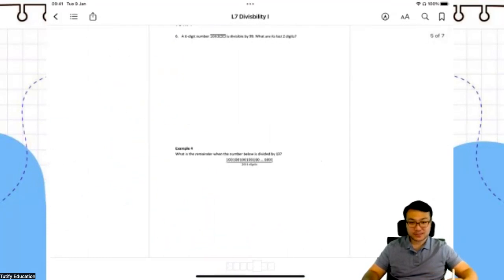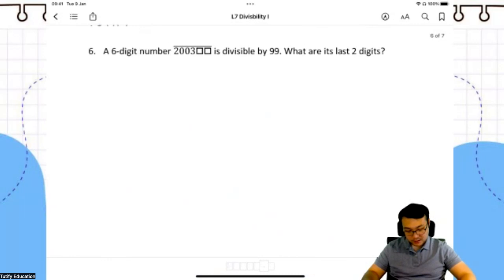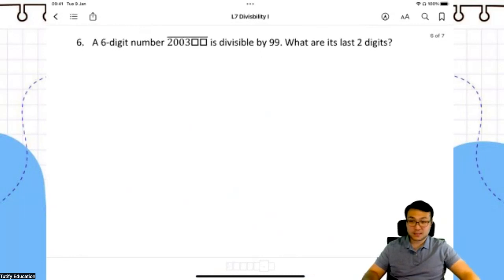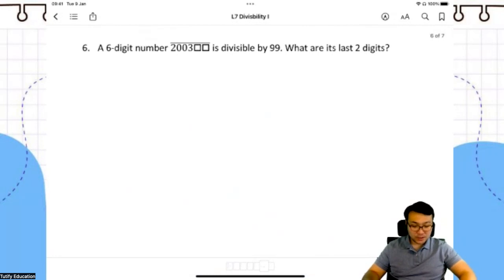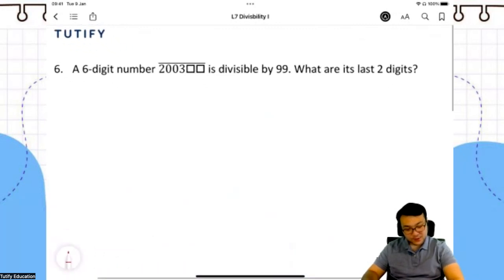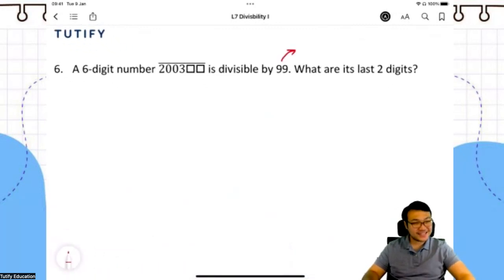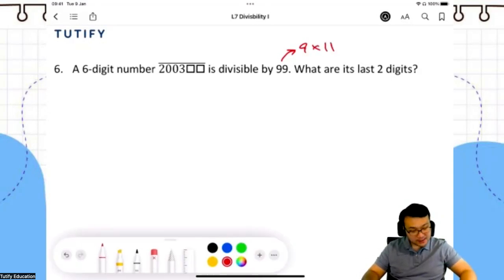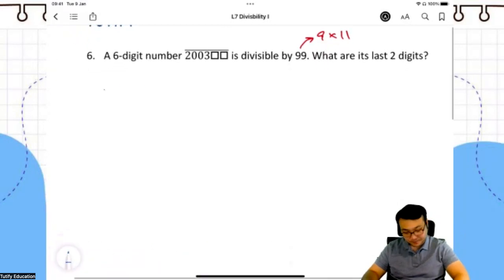Okay, then let's try the next page. So it is again the same type of question. You just need to make sure that you satisfy the conditions. Okay, so can I just ask Andriel? Andriel, 99 equals to something times something. What is it? 11 times 9. You are correct. 9 times 11. So we need to make sure it is divisible by 9 and divisible by 11, correct? Let's make sure it's divisible by 9.